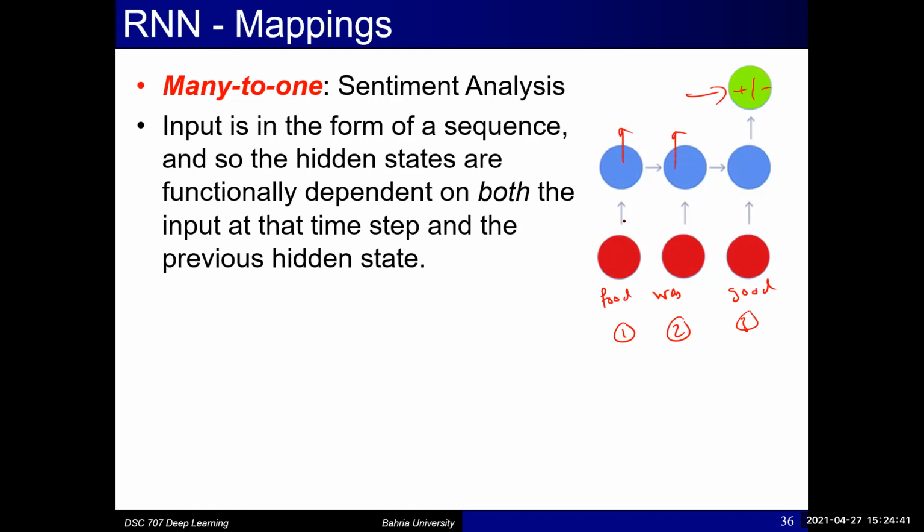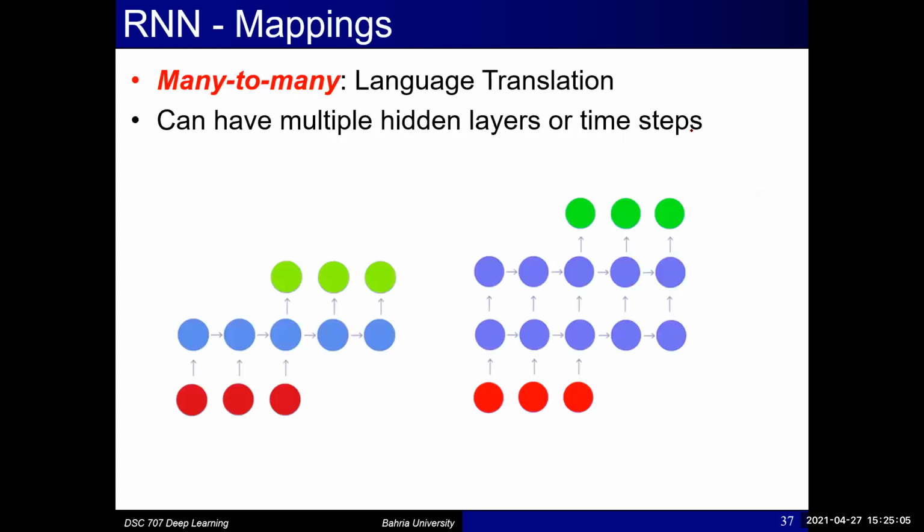You feed the first word, second word, third word, and once the complete sentence has been fed, your model can take a decision whether it was a positive review or a negative review. So this is an example of what we call many to one mapping, because input is a sequence and output is a single value, which is the class label.